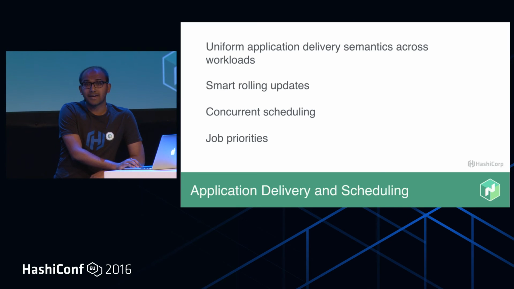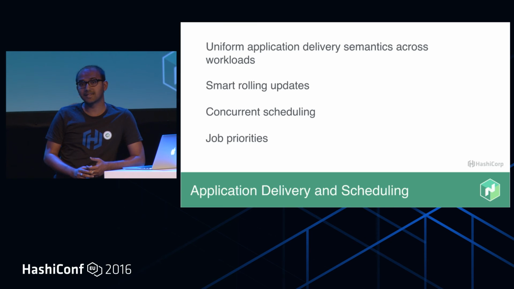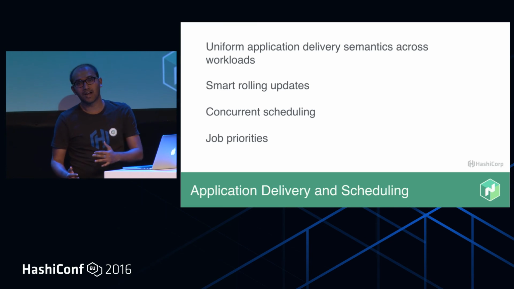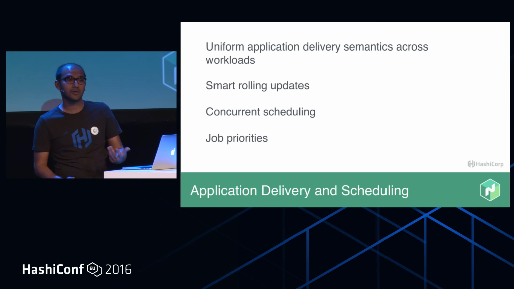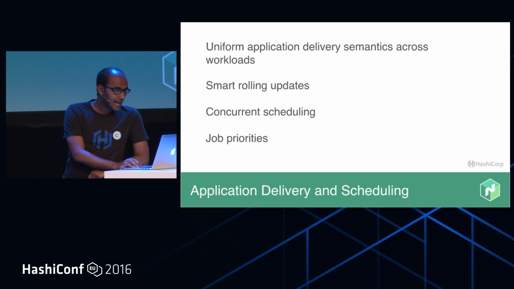Nomad comes with job priorities. What it means is that you can define the priority of a job. Based on that, the scheduler is going to prioritize which jobs get the most resources. So if two jobs were queued and one had more priority, Nomad is going to dispatch the job which is higher priority before the lower. This helps when you are running low on resources.